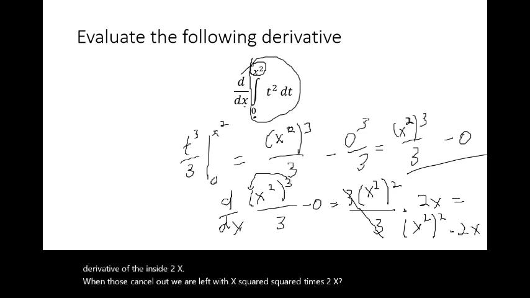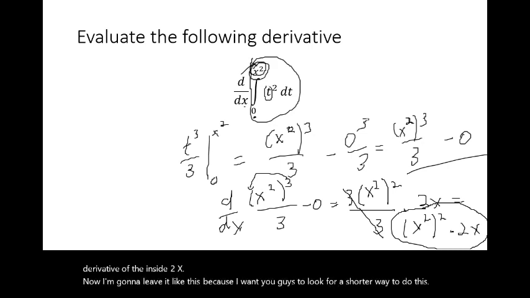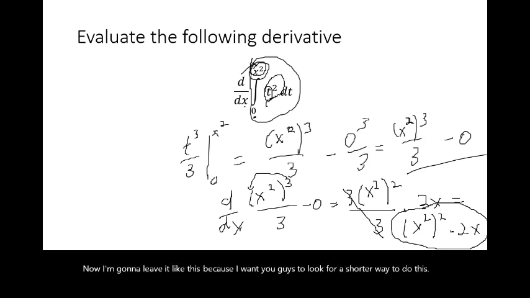Now, I'm going to leave it like this because I want you guys to look for a shorter way to do this. If you'll notice, the upper bound just got plugged in for t in this function right here, which gave us that x squared. But then, because this is a derivative and this upper bound is a function of x, you would need to use the chain rule. So this 2x right here is simply the derivative of your upper bound.